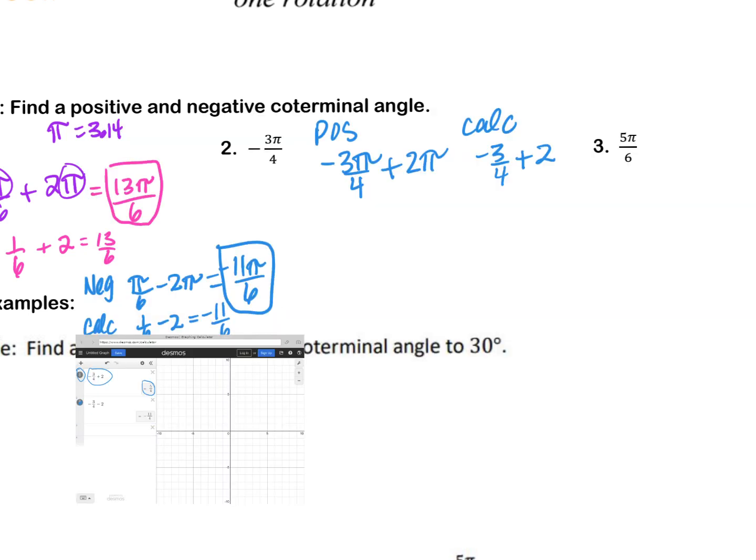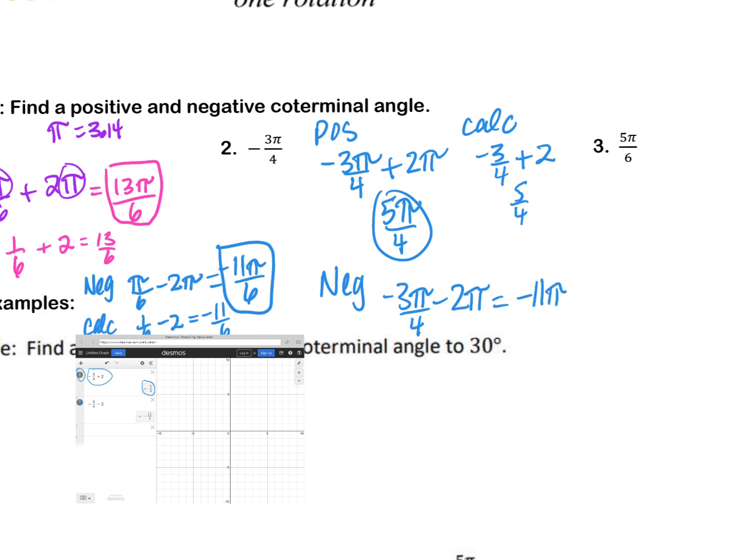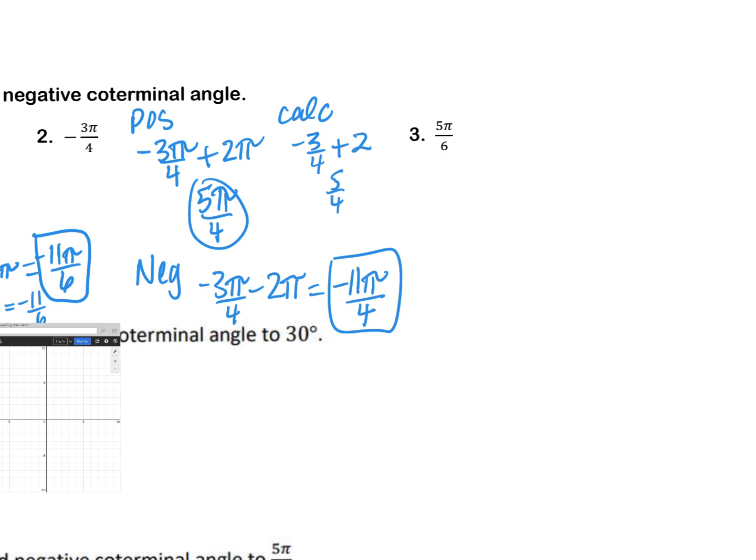Okay, so this one is going to be 5 over 4. So you're going to put 5 pi over 4 for the positive. And now you're going to do the negative. The negative is negative 3 pi over 4 minus 2 pi. And that's going to be negative 11 pi over 4. So we did this on the calculator.